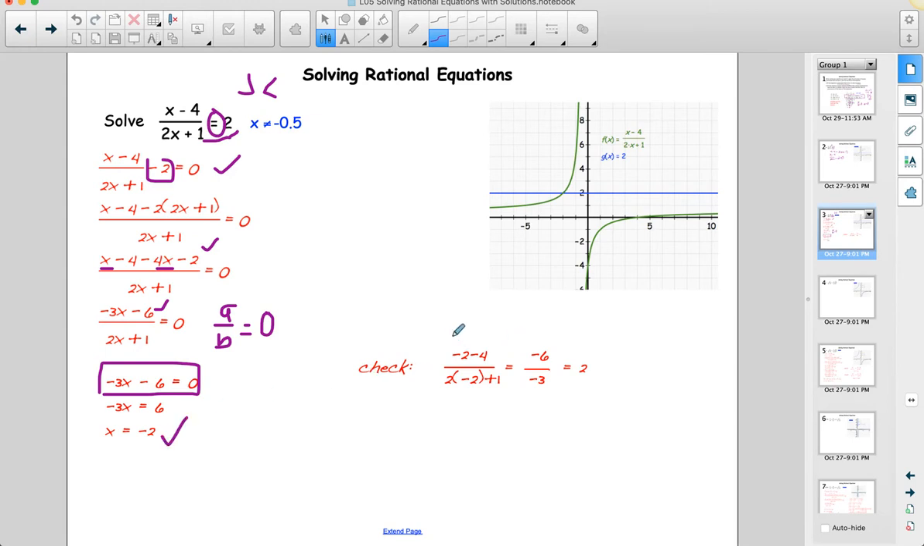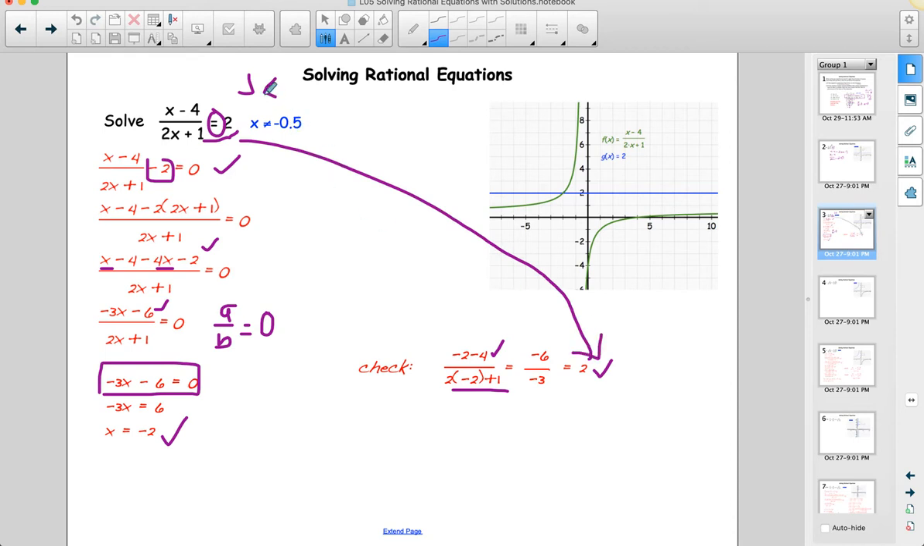And now I'm going to check to make sure it is correct. So x minus 4 becomes negative 2 minus 4. 2x plus 1 becomes 2 times negative 2 plus 1. That becomes negative 6 over negative 3. Negative 6 divided by negative 3 is indeed 2, so it does check out.